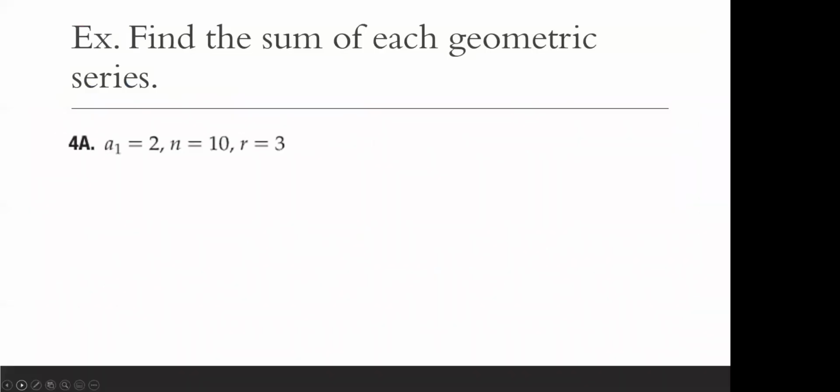So we're basically going to be using one of these two equations, depending on what information we're given. Okay, so if we're given this example here, it says a sub 1 is equal to 2, n is equal to 10, and r is equal to 3. Since we're given a sub 1, we're not given a sub n, I would use this formula. S sub n is equal to a sub 1 minus a sub 1 times the ratio to the power of n, all over 1 minus r.